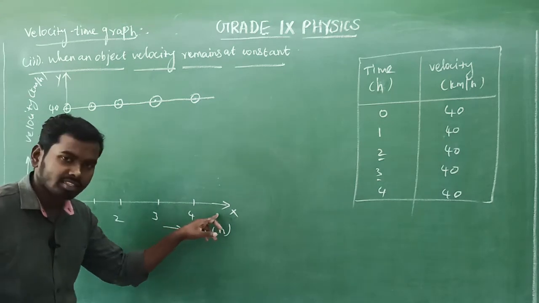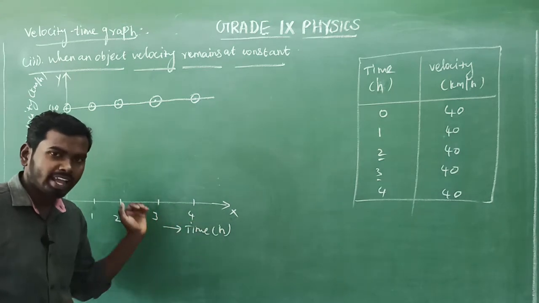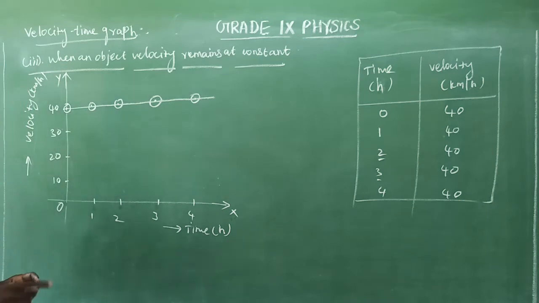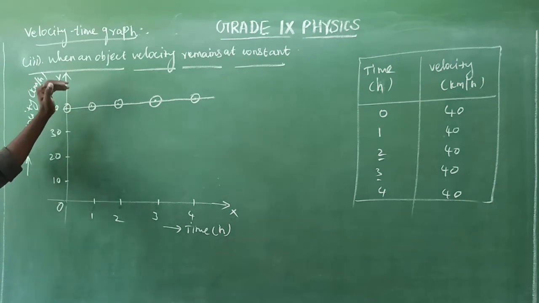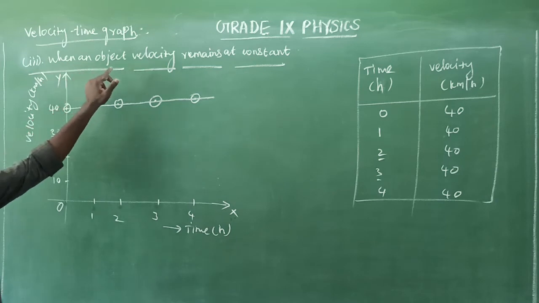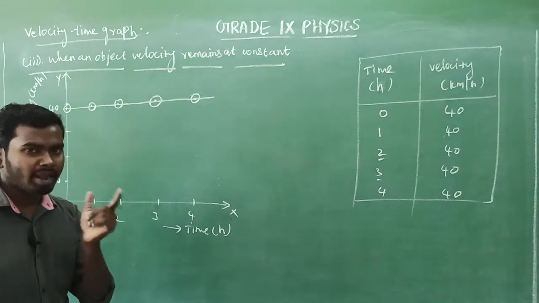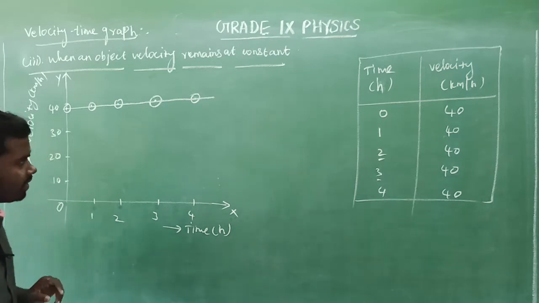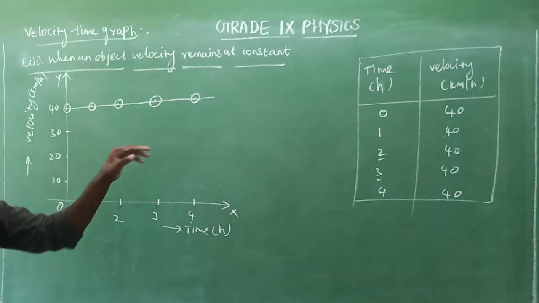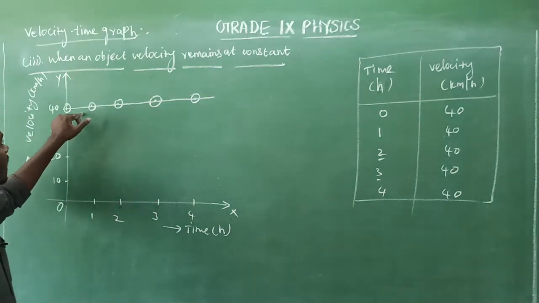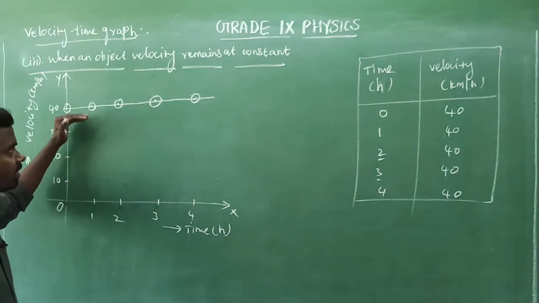This is the x-axis, which means time axis, because we have taken time along the x-axis and velocity along the y-axis. So this is the velocity time graph for when an object's velocity remains constant. This is the third condition. In this condition, the velocity time graph will be a straight line.